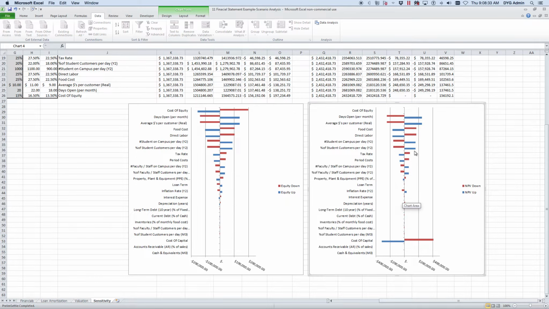Now we'll look over here at NPV. Cost of capital is a big one over here that we haven't talked about, but it's just like cost of equity. It's something we'll negotiate and lock in up front. So it's not really a risk to the investor per se.